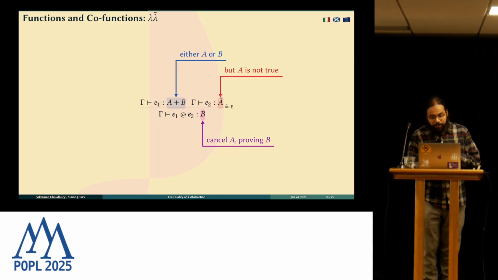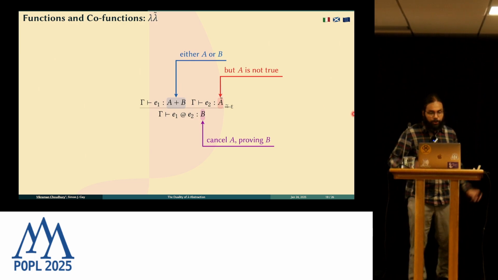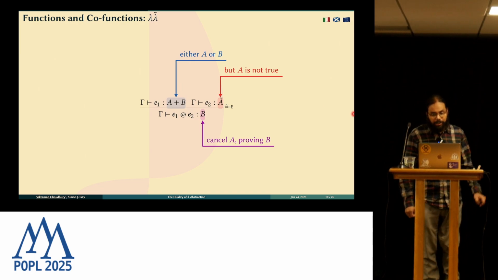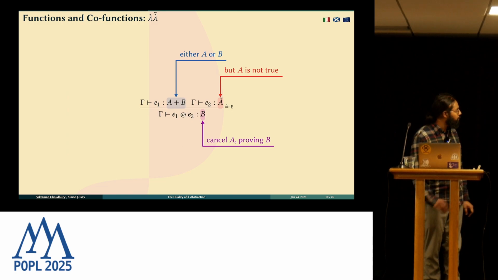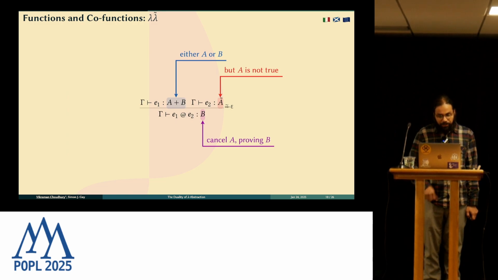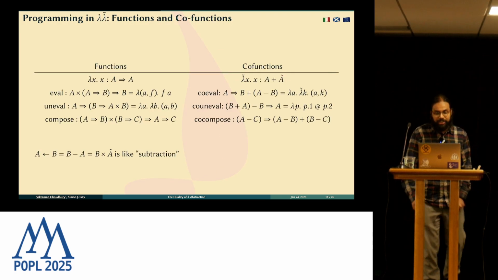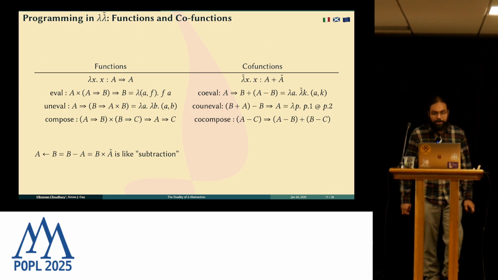And the dual to this is the co-application rule. So if you have A plus B, and you know A is not true because you can prove A dual, then you cancel out the A and you get a B. Okay, so this is how the typing rules work. And I'll show you some interesting programs you can write using these two typing rules.